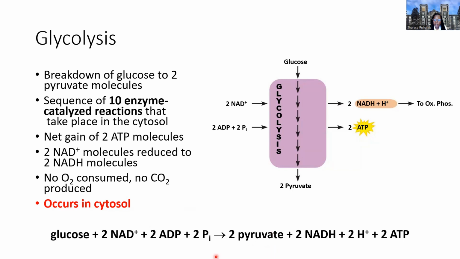If we look at the equation at the bottom here, we have glucose, right? We input our one molecule of glucose, we input 2 NAD+ in the oxidized state, we input 2 ADP, and then 2 phosphates, which we're going to borrow from some other molecule in the cytoplasm. On the right of our equation, at the end of glycolysis, we're going to yield 2 pyruvate as the final products, 2 NADH carrying 2 additional electrons, and then 2 ATP net per molecule of glucose.